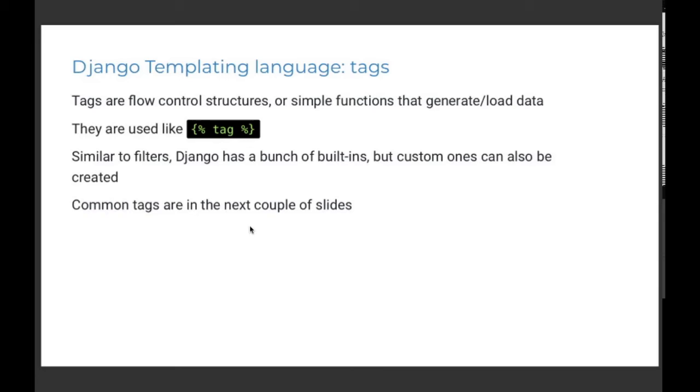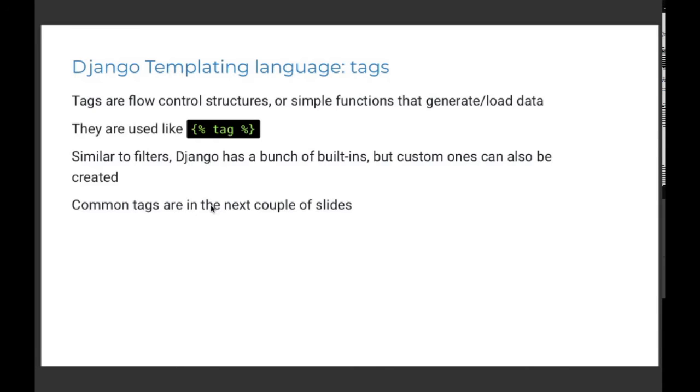Okay, and then tags are flow control structures or other simple functions that generate and or load data. The syntax for using it is you have an opening curly bracket, a percent sign, and then the name of your tag, and then a closing percent sign and curly bracket. Similar to filters, Django has a bunch of these built in, but custom ones can also be created.